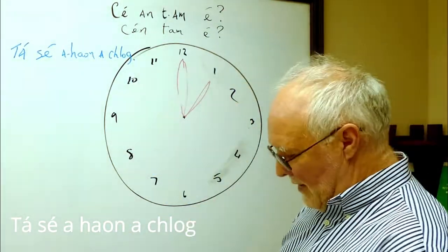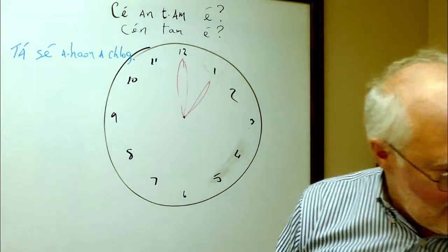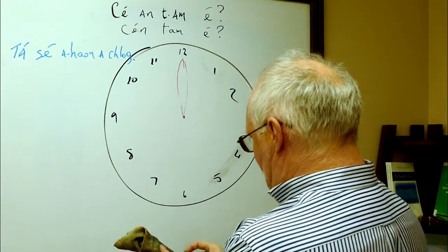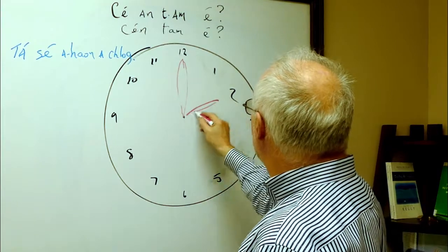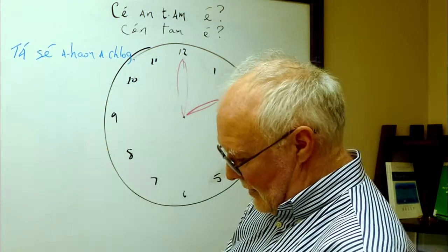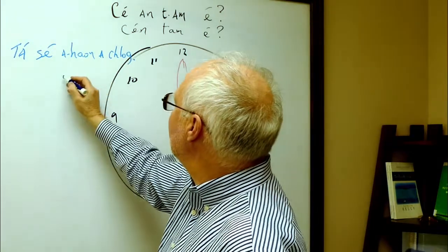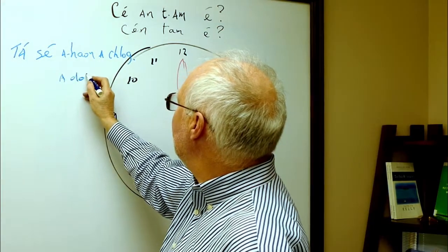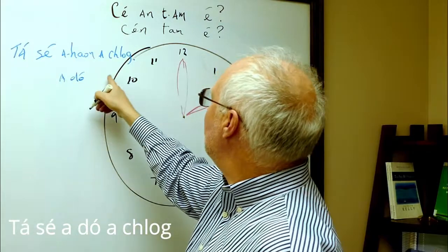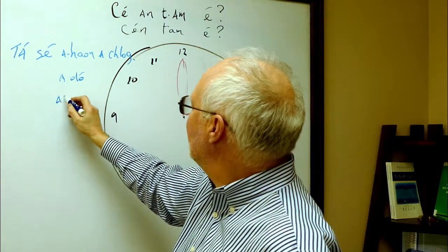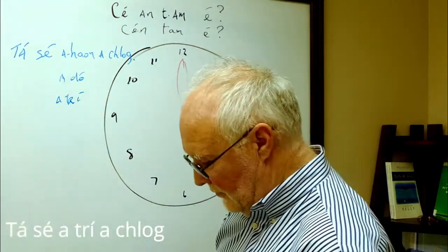It's 1 o'clock. If I change this hand and I made it 2 o'clock, you know what to do. 2 o'clock. Tá sé a dó a chlog. I'm just going to put the pieces in here that you need. Tá sé a dó a chlog. Same thing for 3. Tá sé a trí a chlog. So you know how to do this.